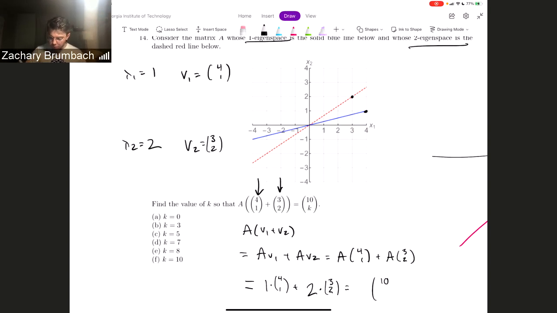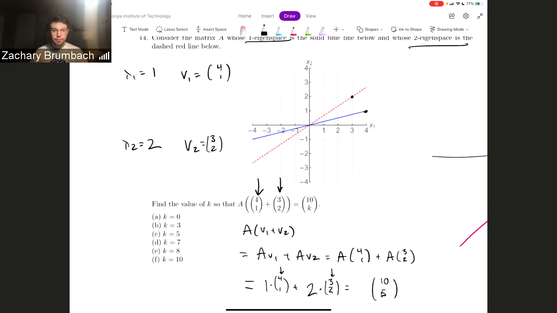Now for the bottom one, because this top entry is 4 times 1 plus 2 times 3, which is 4 plus 6, which is 10. For this bottom one, we have 1 times 1, which is 1, plus 2 times 2, which is 5. So in this case, it'd be C, k equals 5.